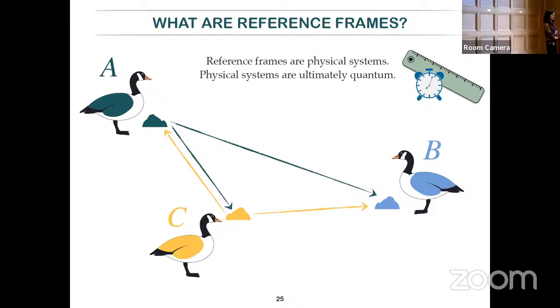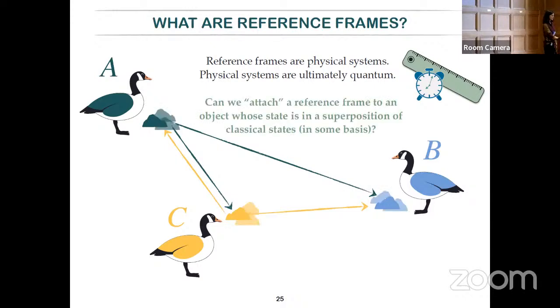So the question that we want to answer is, can we attach a reference frame to an object whose state is in a superposition of classical states? And here I put in some basis, because we know that quantum theory is independent of the basis that you choose. So we want to be able to do that regardless of the basis that we choose.